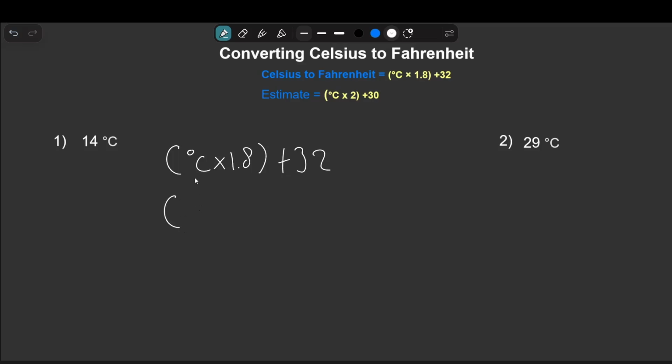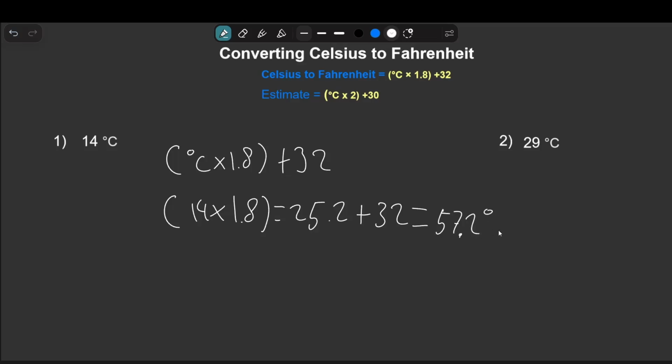So, our degrees in Celsius is 14 times 1.8. This is 25.2. Now we have to add 32 to our answer. Plus 32 equals 57.2 degrees in Fahrenheit. So this will be our final answer of the first example.